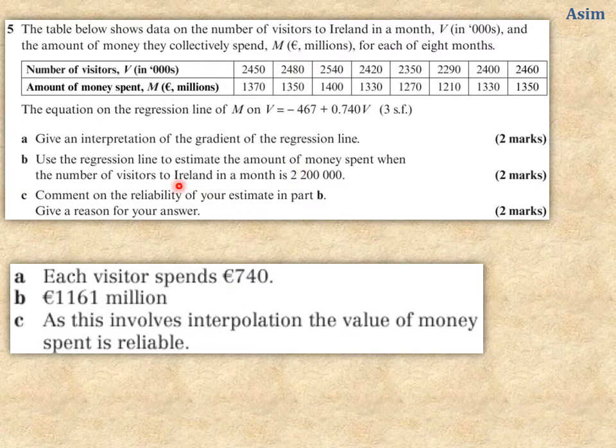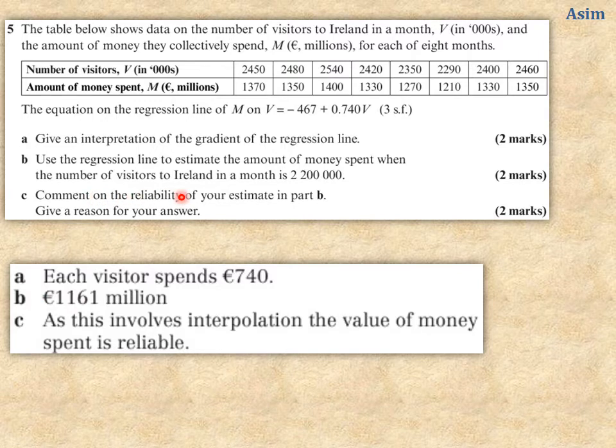Clear? And now use regression, use this equation now to estimate the amount of money spent when the number of visitors is 2200. See, v in this formula is already in 1,000s. So don't make the mistake of substituting this entire data in place of v. Remove the 3 zeros because it is already in 1,000s. So you substitute 2200 in this, get the answer, and the answer that you will get for money will be directly in million. So whatever you get, the answer will be that much million. That's why the answer is 1161 million pounds.